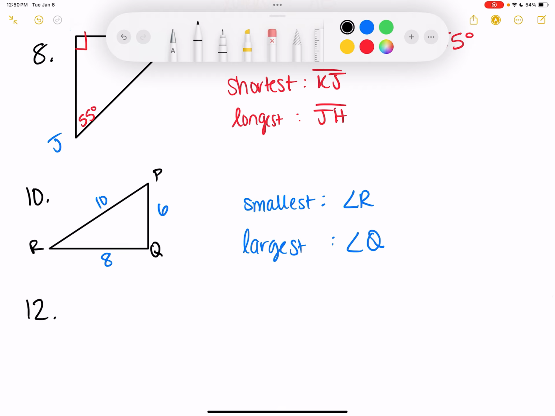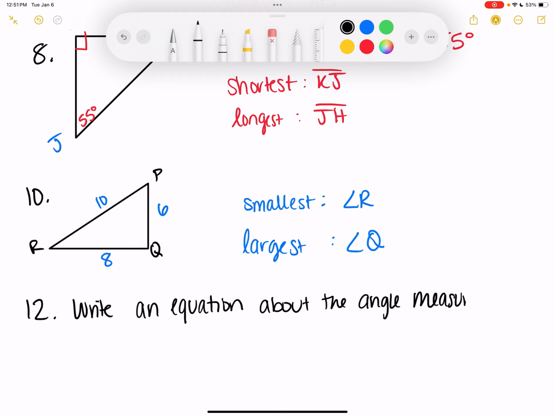All right, 12. Write an equation about the angle measures labeled in the diagram.